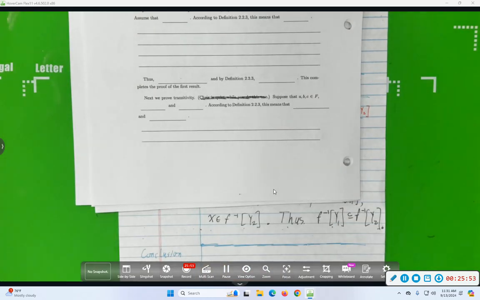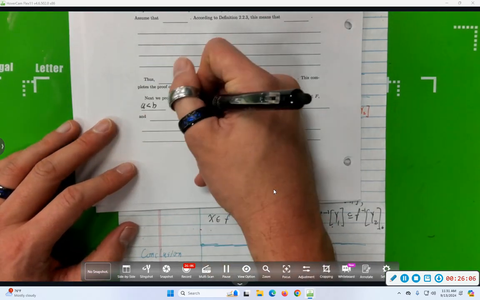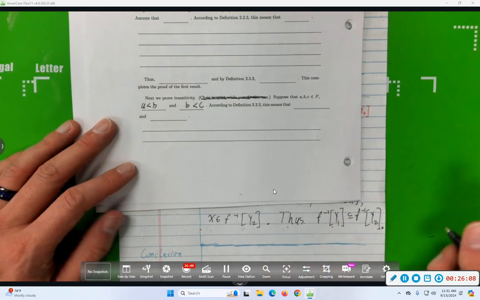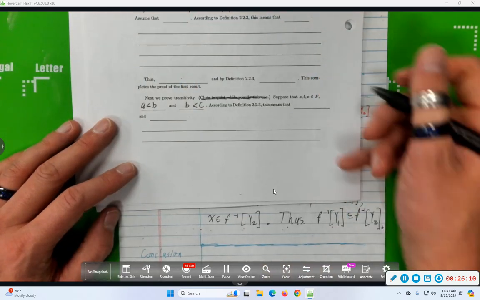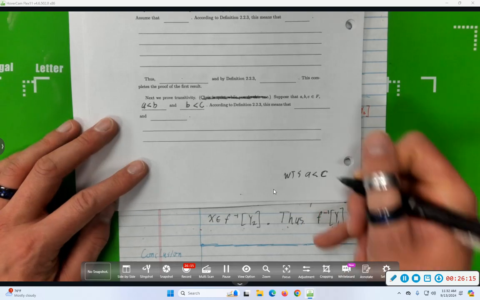Let's prove transitivity. So let's assume that A, B, and C are in F and give the assumptions. What do we get to assume? A is less than B, B is less than C. Cool. What do we want to show? A is less than C. All right.